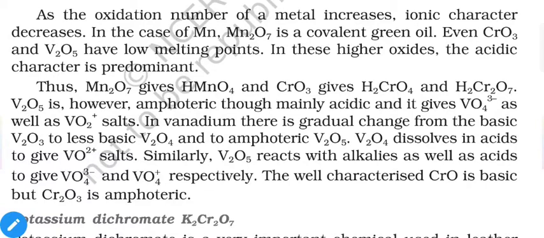In the case of Mn2O7, it is a covalent green oil. Even CrO3 and V2O5 have low melting points. In these higher oxides, the acidic character is predominant. The reason for this is that when the oxidation number of the metal increases, the stronger nuclear pull becomes more dominant, and because of that, the metal ions also attract electrons strongly.